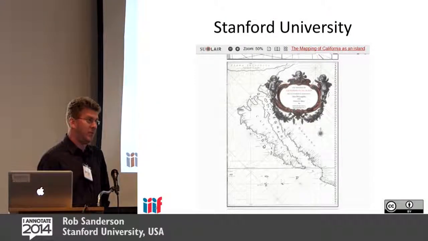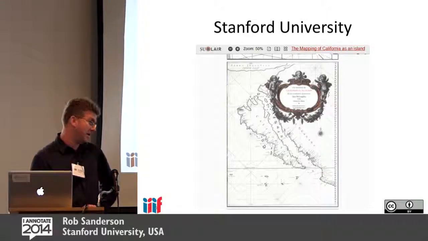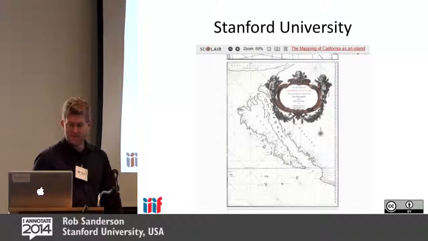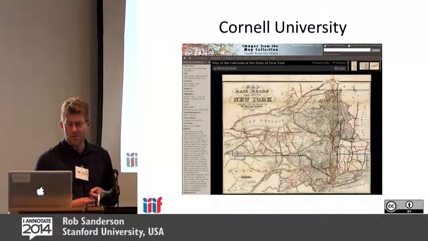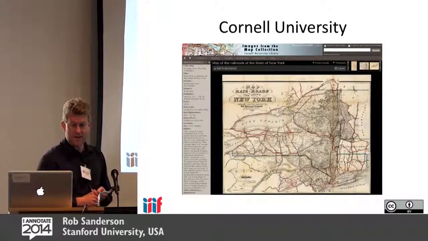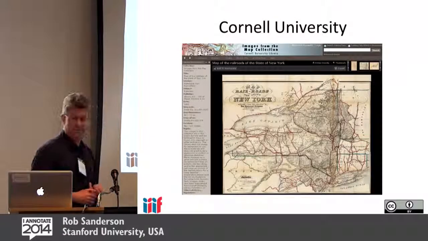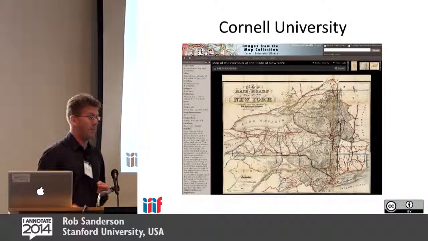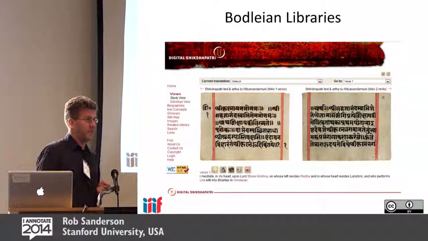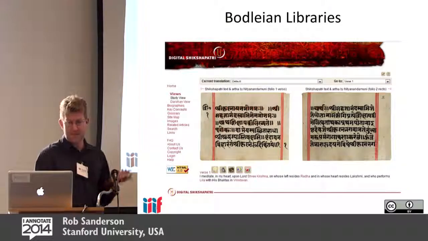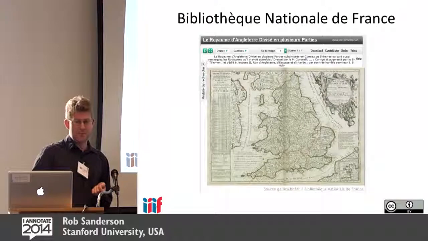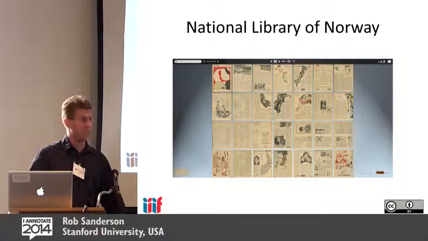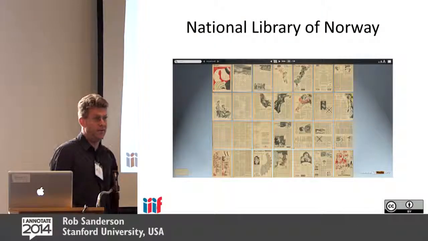So, like a good startup, we went around and looked at our competitors and what does everyone else have? So Cornell, Simeon, has some maps and another user interface and another way of interacting with maps. Oxford, the Bodleian Libraries, they also have some maps, they have a whole bunch of other stuff and a different user interface. The Bibliothèque Nationale de France, maps and a different user interface. The British Library, the National Library of Norway, etc., etc., etc.